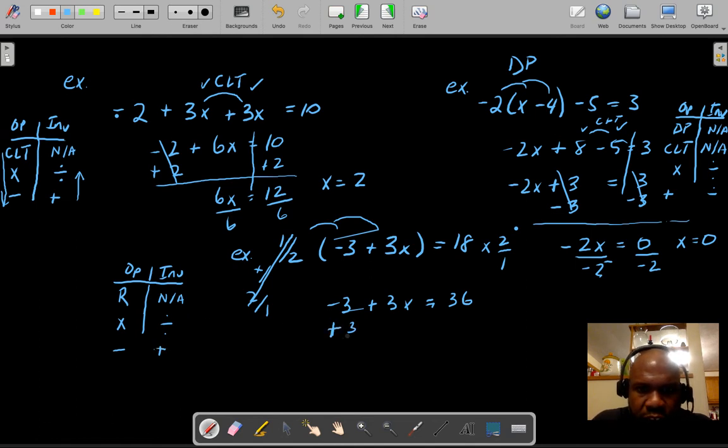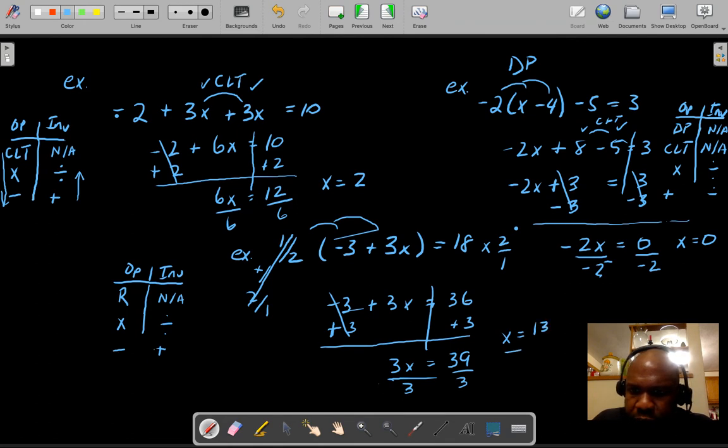First thing is I'm going to add 3 to both sides of the equation. That's going to cancel. So I end up with 3x equals 39. Now from here, what do I do? I said divide, so I've got to divide by 3. Divide by 3. So that would give me x equals 13, and that would be my answer to the question.